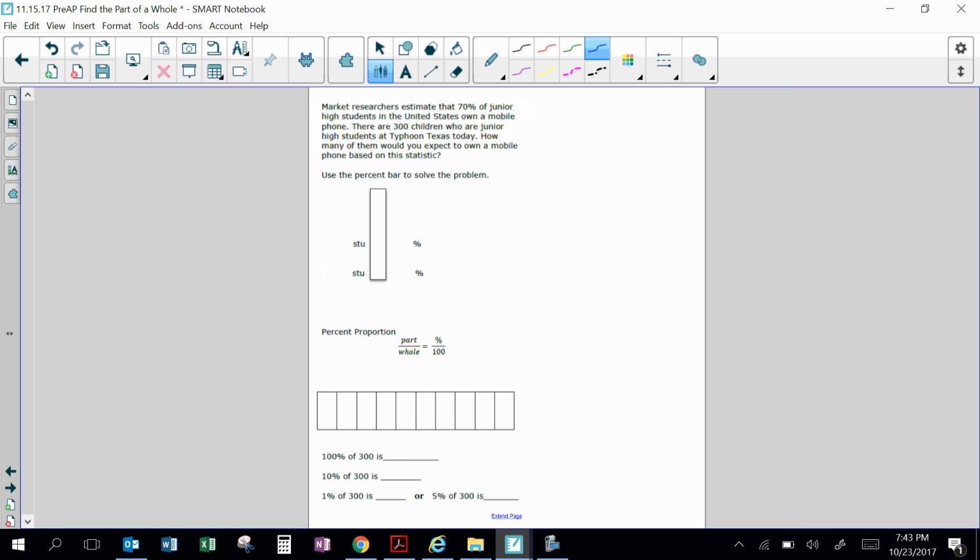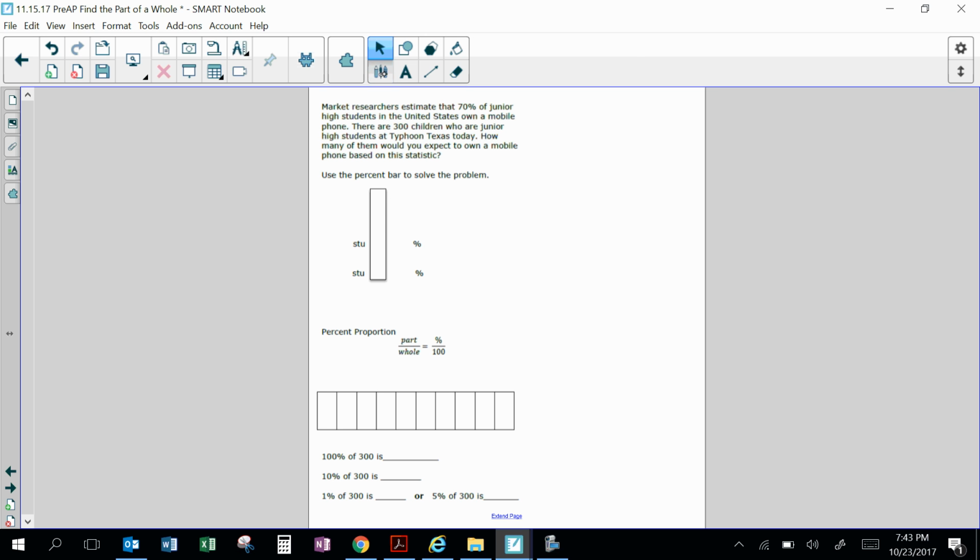Market researchers estimated that 70% of junior high students in the United States own a mobile phone. There are 300 children who are junior high students at Typhoon, Texas today. How many of them would you expect to own a mobile phone based on statistics? We're going to use this percent bar to solve the problem.